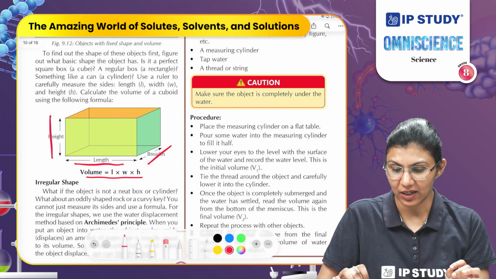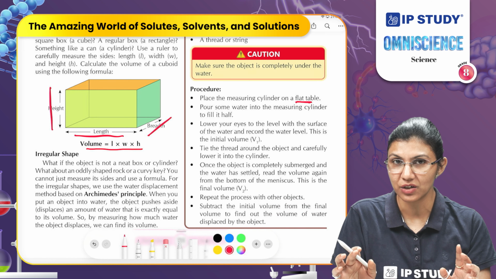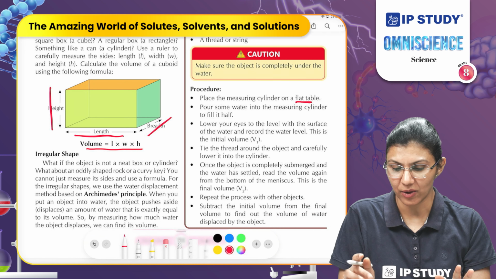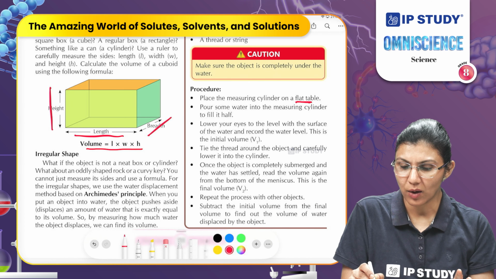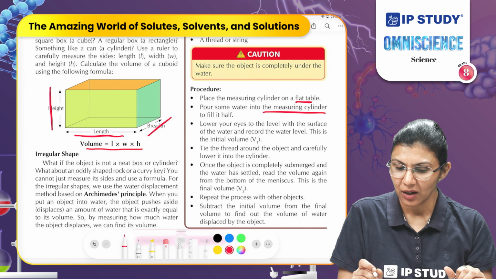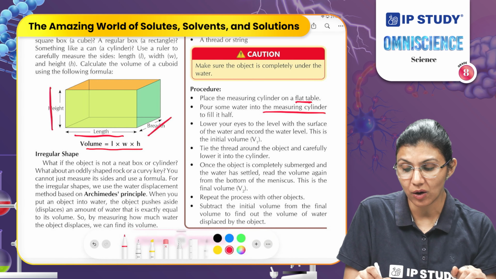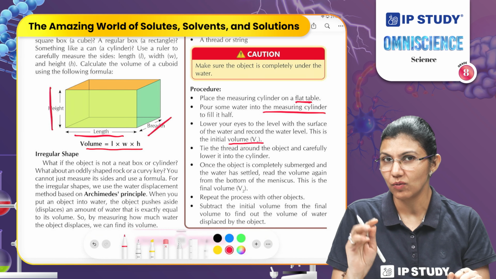In this activity, place the measuring cylinder on a flat surface, which is necessary to measure the readings accurately. Pour some water in the measuring cylinder to its half level. Lower your eyes to the level of the surface of the water, record the volume and mark it as volume 1.